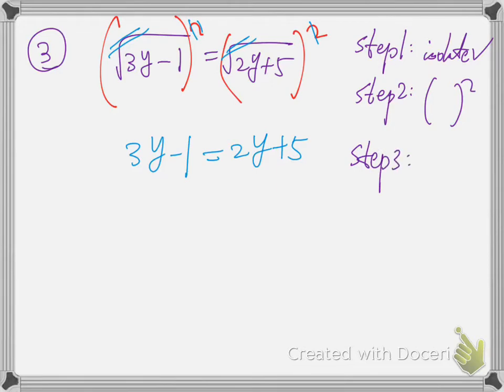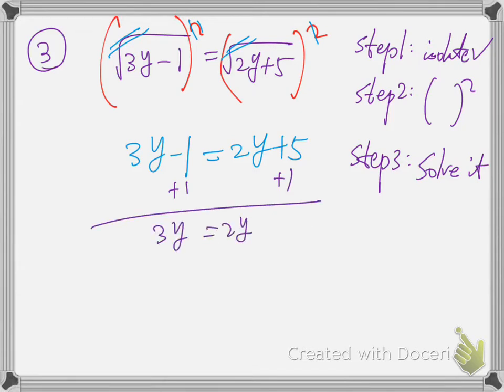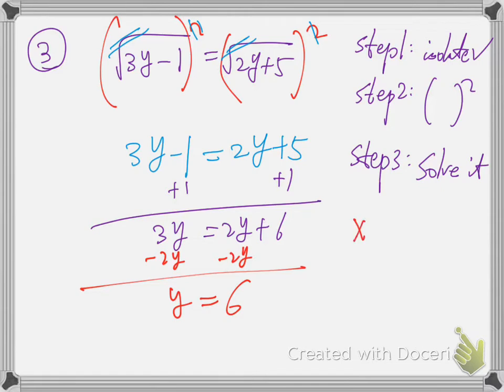Step 3, solve for y. Solve the linear equation. First we combine numbers: plus 1, plus 1. We got 3y is 2y plus 6. And then we combine y terms: minus 2y, minus 2y. So we got y is 6. And then step 4 is the most important step.